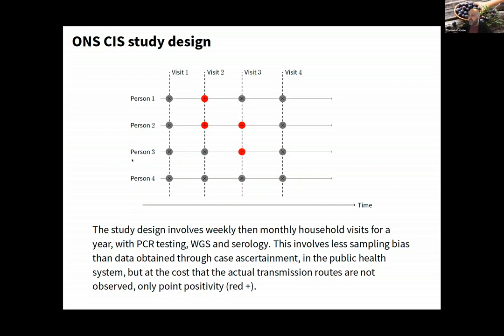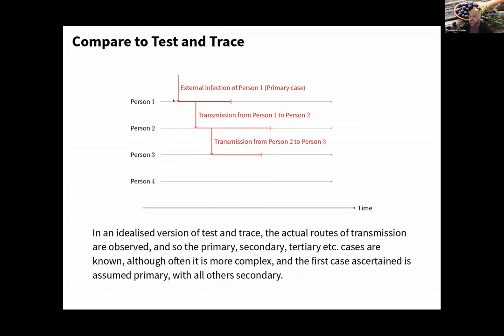So this is a schematic of the ONS design. You have repeated visits, and in each visit you test everyone in the household. Okay, so there's less sampling bias, but it's less timely, because in an idealized test and trace, you catch each person pretty much at the event, as the event happens, and you know who was first, and you see it at the time the infection starts, not just at a point in time. So, in this design, you can see it quite late in the infection. So that's what I mean about test and trace gets in first.